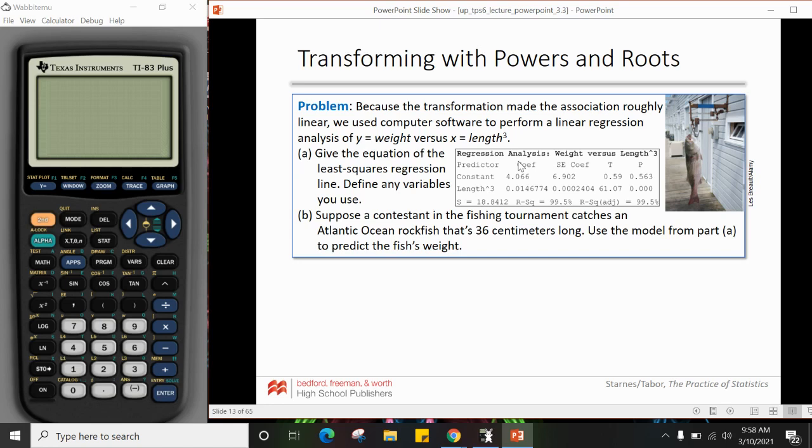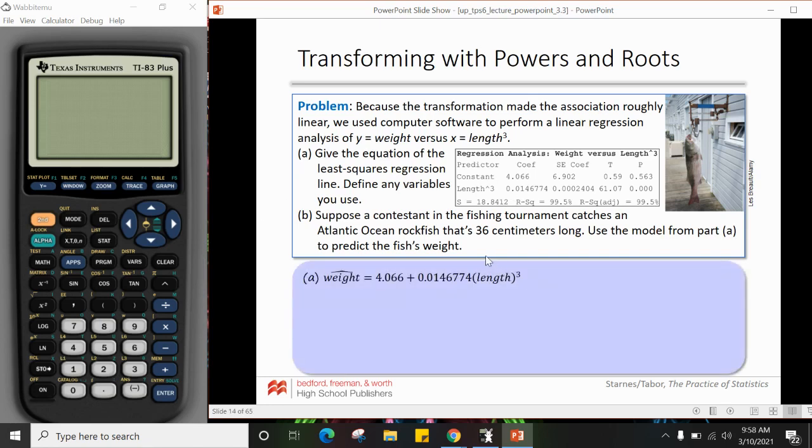So remember, I'm looking at the coefficients. It's only going to find my A and my B. The constant is the y-intercept. It has no variable on it, so that's my constant. So this 4.066 is going to be my A value. Then they're saying this is my length cubed, so that's the coefficient for the length cubed, or the x cubed.